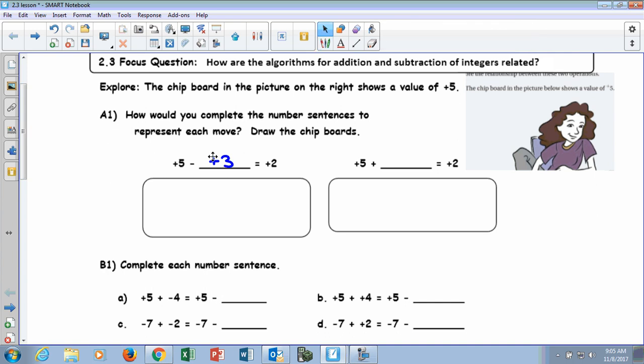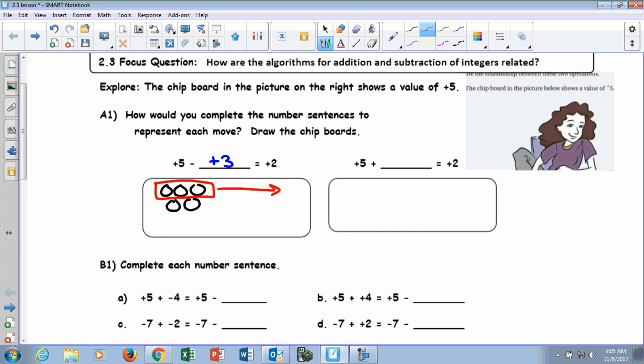So if we were to draw that, here are 5 black chips, right? And if I take away 3, okay, I'll box in these 3 and move them away, I'm left with 2 black chips, right?